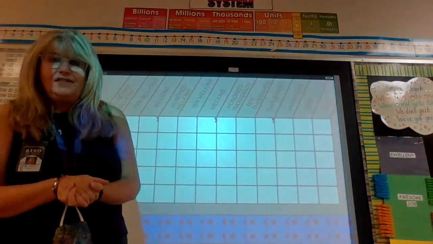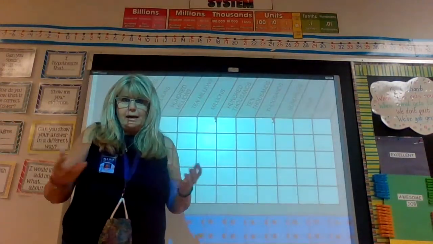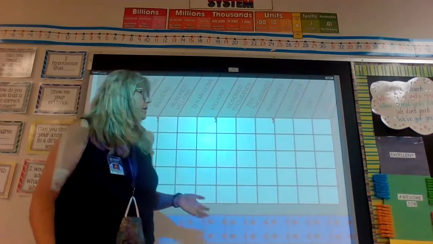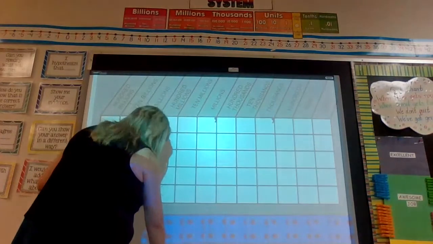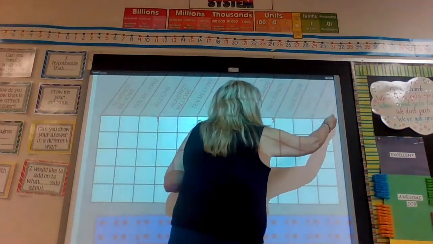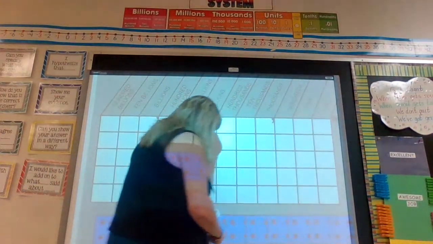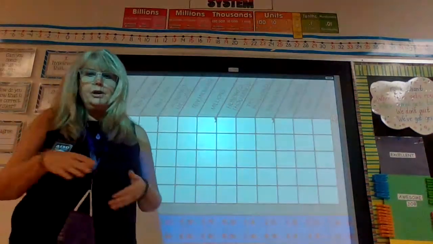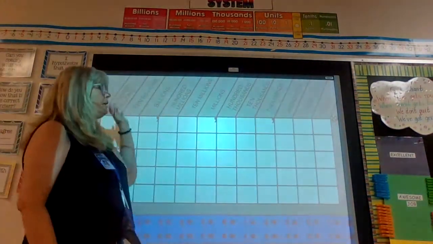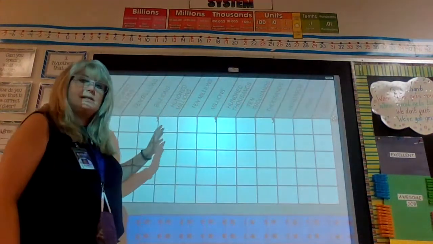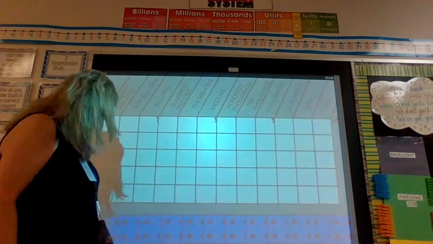When you look at this video, if you are struggling with how to make your place value chart, you can refer back to this place value right here. And one thing that I'm going to add is a decimal point right there. So when you go back to make your place value chart in just a few minutes, you can refer back to this slide to help you.